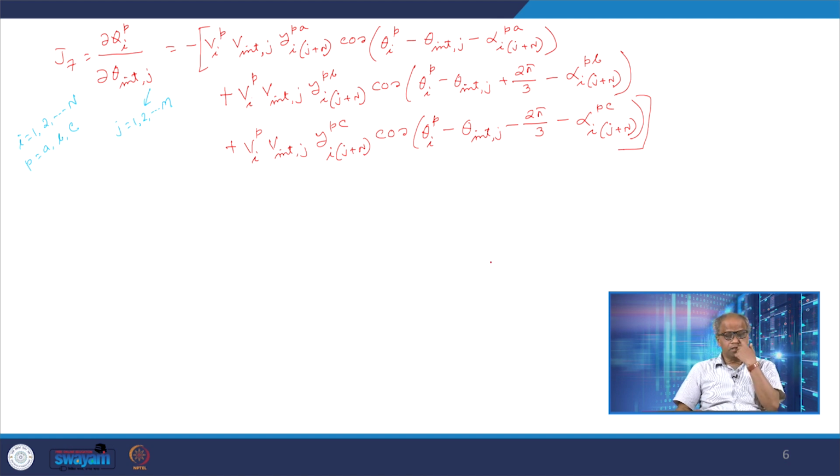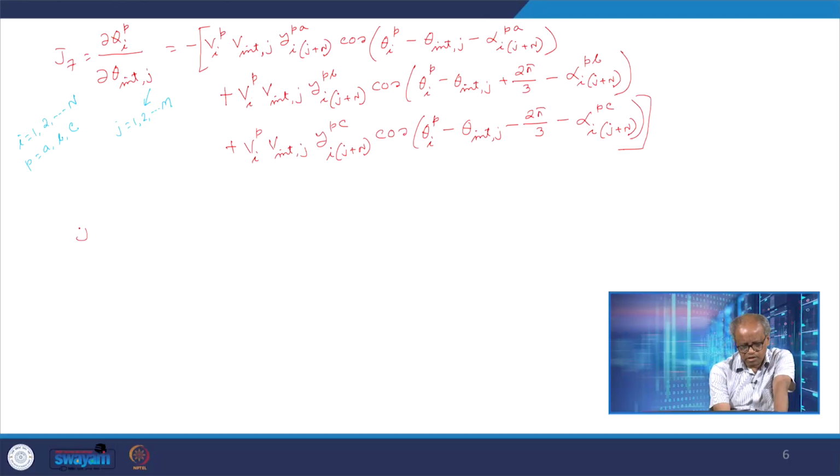So, that is the case. This is the expression of J7. It is almost the same in the case of J3, but there is an issue of plus and minus sign, which is due to the derivative of the trigonometric terms. Other than that, the concept is the same.